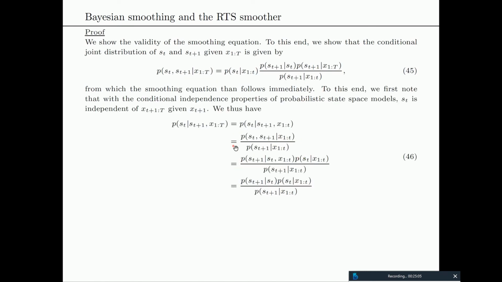And if you want to prove this in more depth than is done here, you would have to show that this holds, because it's not immediately clear why it should: that s_t given s_{t+1} and x_1 to big T is independent of x_{t+1} to big T. So if you want to do something this afternoon, prove this based on the definition of the state space model.